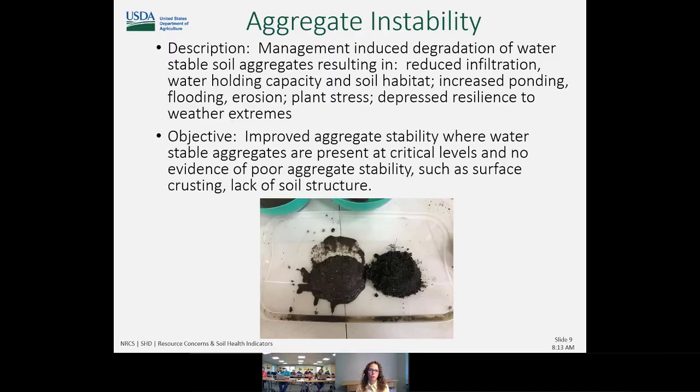So we work to improve soil aggregate stability where water stable aggregates are present at critical levels and there's no evidence of instability or poor aggregate stability, such as surface crusting and a lack of soil structure. And we'll kind of integrate this as we talk a little bit more about the indicators.